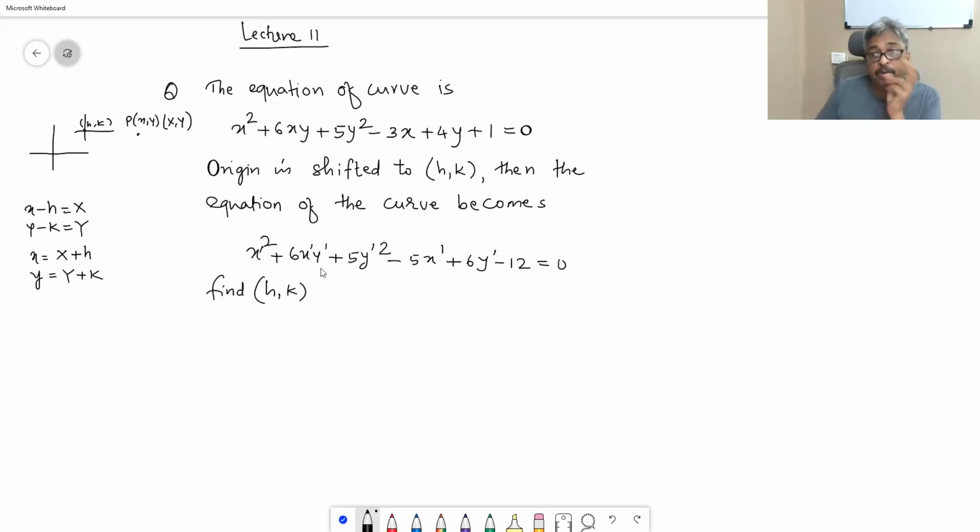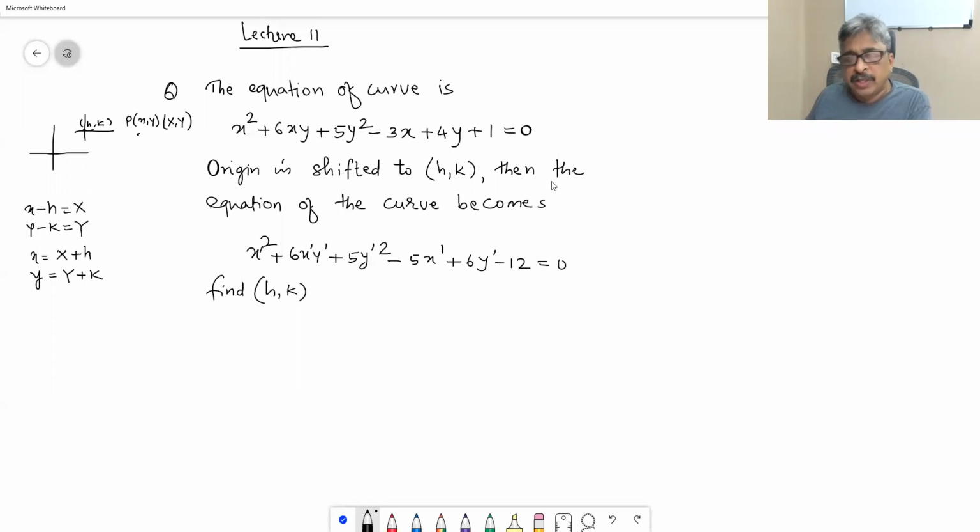We need to be clear about what notation we are using. Find out h comma k. It does not matter what these curves are. You are not aware of these curves, but shift of origin will work. So let me start writing now. There are two ways of doing it. Either forward translation transformation, that means this is old shifted to h comma k.